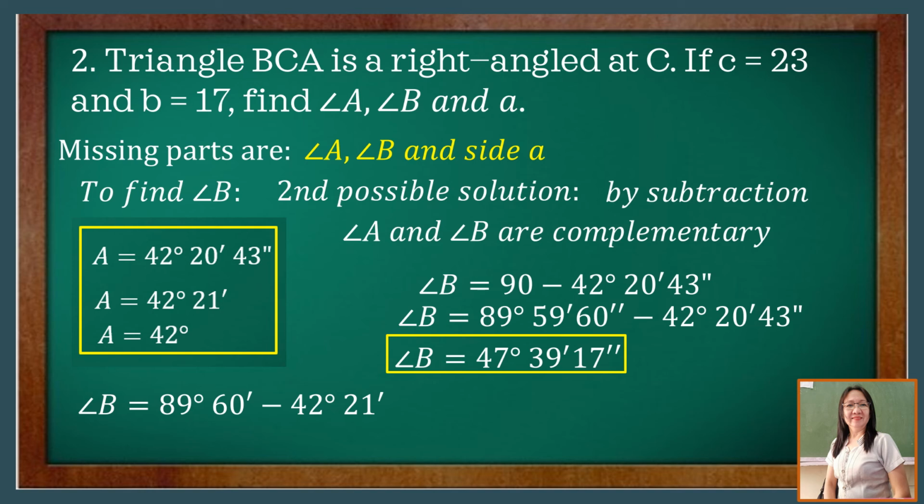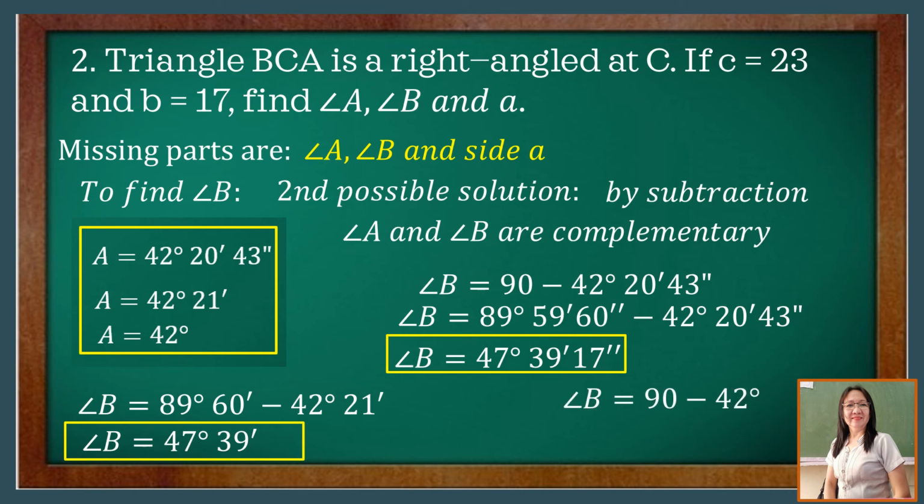So subtracting our obtained value, which is 42 degrees and 21 minutes, will give us, one by one, 89 degrees minus 42 degrees, which is 47 degrees. And 60 minutes minus 21 minutes is 39 minutes. So angle B is 47 degrees and 39 minutes. And lastly, of course, angle B is 90 minus 42 degrees, which is very easy, as angle B is 48 degrees.